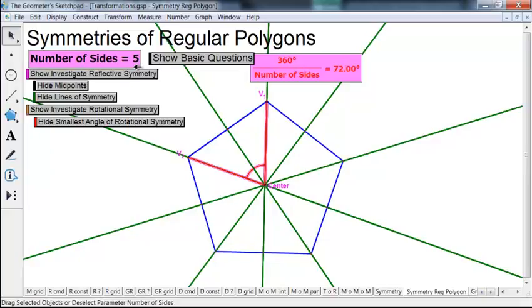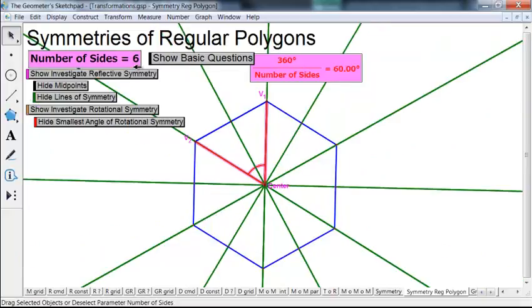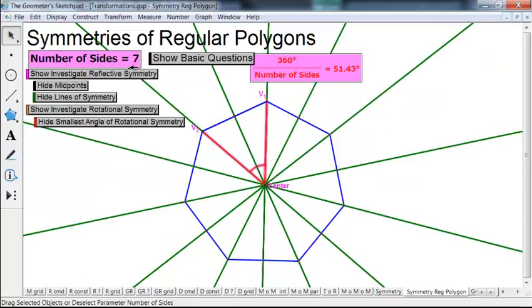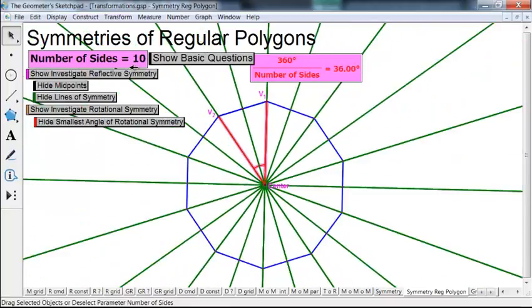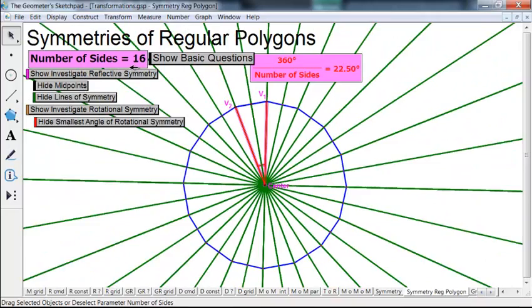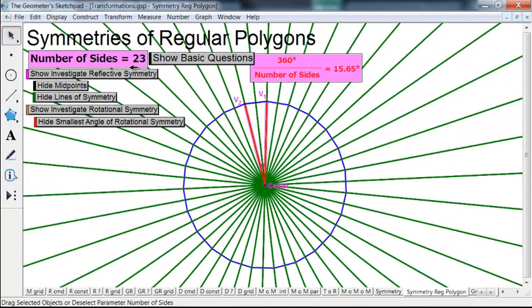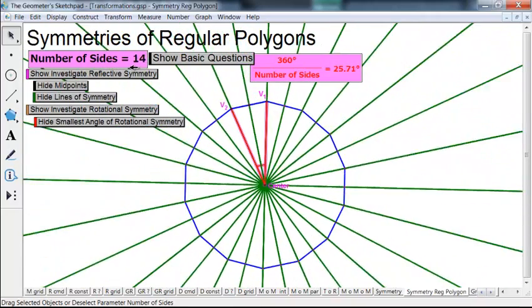Okay, what happens if we go up to 6? With 6, we had 6 lines of symmetry and 5 different angles of rotation, plus the identity makes 12 elements altogether in these different symmetries. Okay, and there's 7, 8, 9, 10, and so forth, and you can see what's happening there in general.